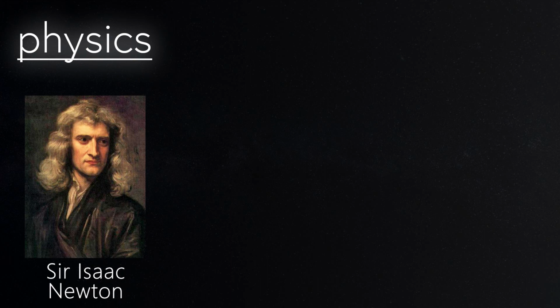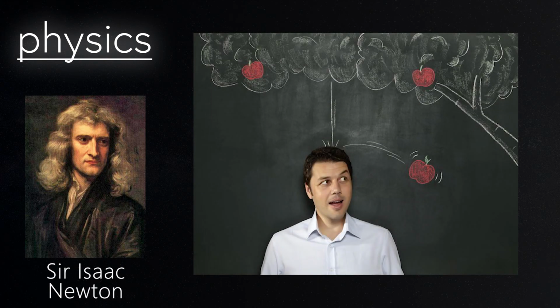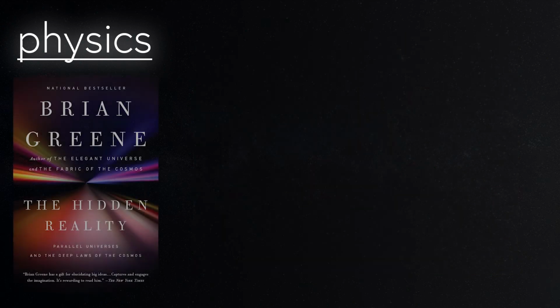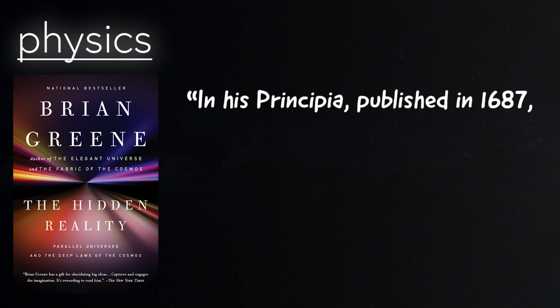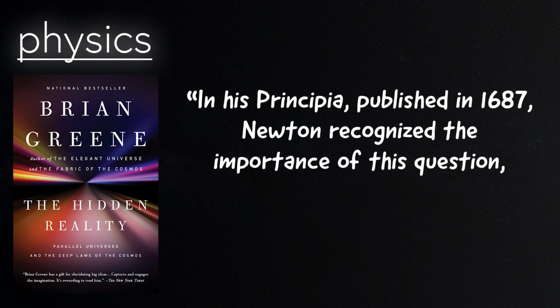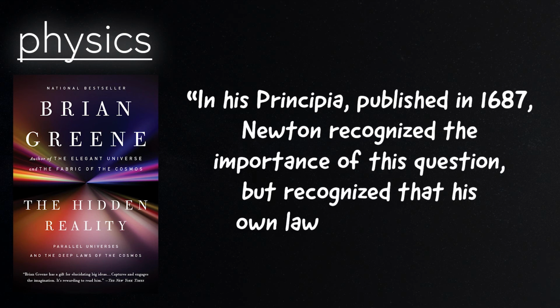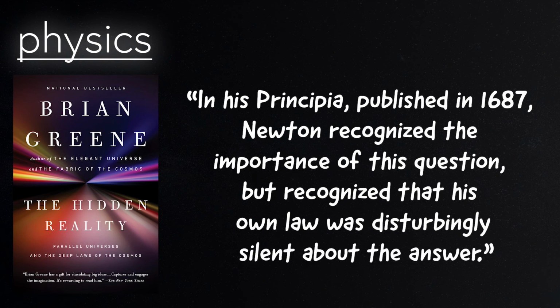These laws are essential to the ideas of classical mechanics. One thing that Isaac Newton could not explain was gravity and how it works. He knew it existed, but as Brian Greene says in The Hidden Reality: Parallel Universes and the Deep Laws of the Cosmos, in his Principia, published in 1687, Newton recognized the importance of this question, but recognized that his own law was disturbingly silent about the answer.